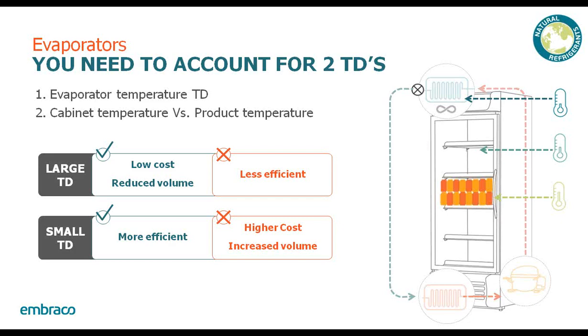Now, a small TD will give you a more efficient system because you have more material and lower TDs. The side effect of this is higher cost and increased volume. What you want to make sure is find a balancing point where you're able to get a good charge out of the system and get good efficiency. If you have extra efficiency to play with, you may want to look at reducing your evaporator size. If you don't, you'll need to increase your evaporator size to decrease that TD.